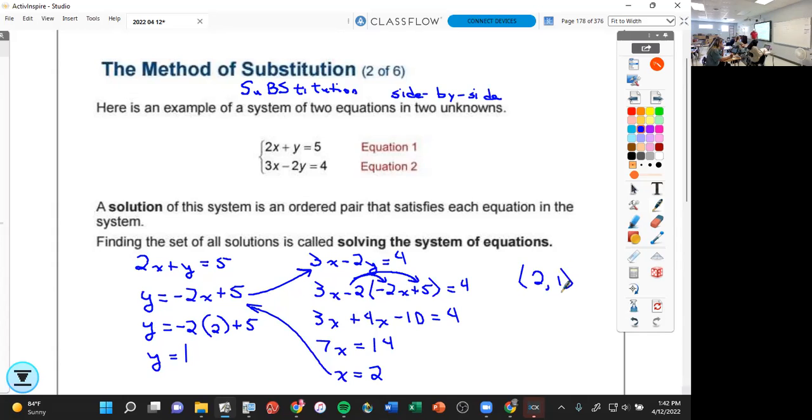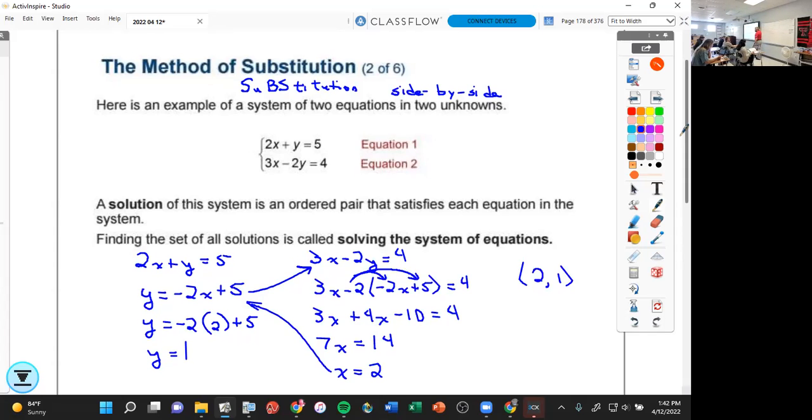Now, at this point, the wise thing to do is actually to plug it into the original equations, both of them, to see if it's right. Plugging it into the first one, 2 times 2 is 4, 4 plus 1 is 5, it works. The second equation, 3 times 2 is 6, 6 minus 2 times 1, so 6 minus 2 is 4, 4 equals 4, it checks. So it does check in both. That's substitution, that's all there is to it. Piece of cake, easy stuff.